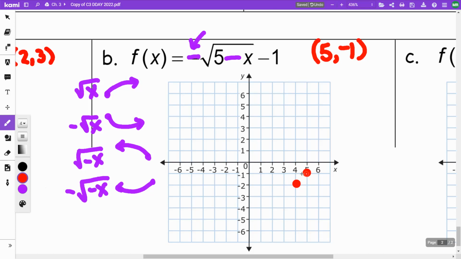Okay, so now if I go out 1, 2, 3, 4, because the square root of 4 is nice, that would be 2. If I went out 9, so that's 5. This would be 9. The square root of 9 is 3. And then I can graph my square root.